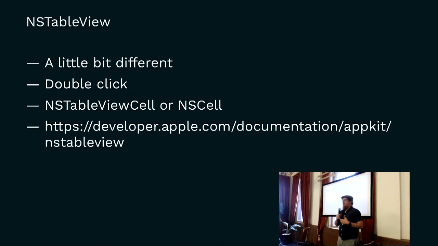Table views, again, much the same. You're laying everything out one underneath the other, but with table views, you've got this idea of double clicking, which you don't have in iOS. In iOS, it's always a single tap as your interaction. In AppKit, you can double click something. So NSTableView has all of the delegate callbacks for handling that as well. You can use NSTableCellView or NSCell. Pretty cool.